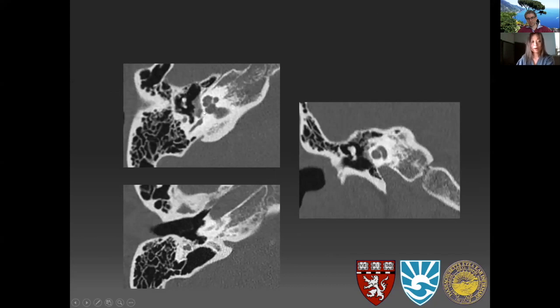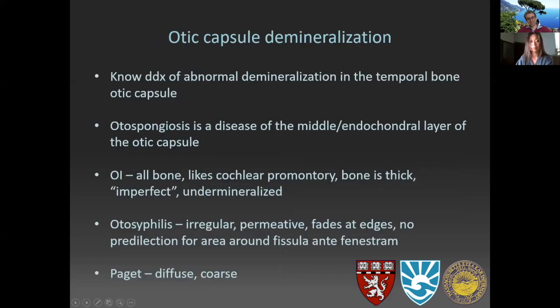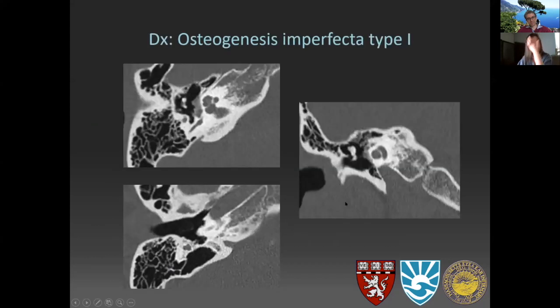All right, so back to our original case. It does not look entirely like an otospongiosis. It could be those other entities, but this turned out to be osteogenesis imperfecta type 1. Osteogenesis imperfecta is a genetic disorder of collagen manufacturing, and it's collagen type 1. So it affects bone, just bone. And from the name, it's basically imperfect bone formation.